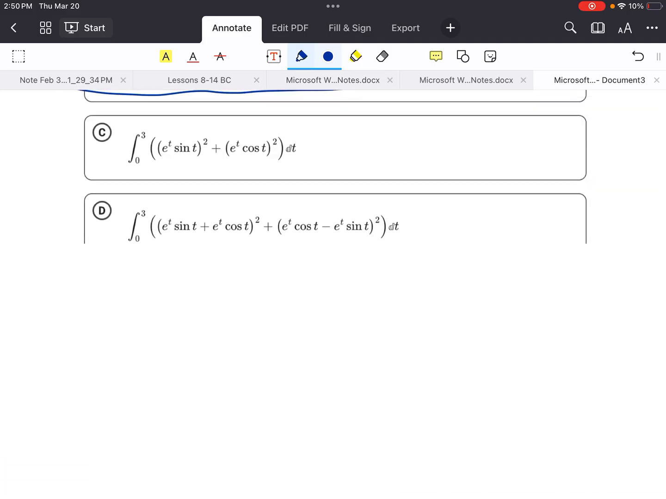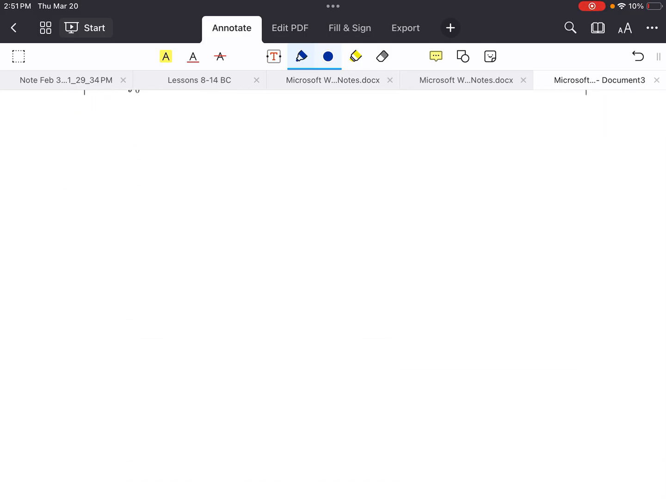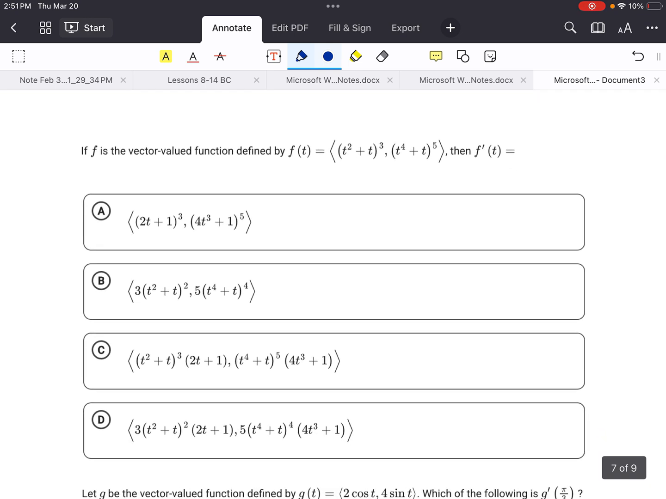So again, this one was a little bit about parametric because you had to know the formula for arc length. But I feel like this one was also a lot about knowing your derivative rules. Do you remember how to do the product rule? Do you remember that you have to do the product rule? Because I feel like that's something a lot of people would forget.